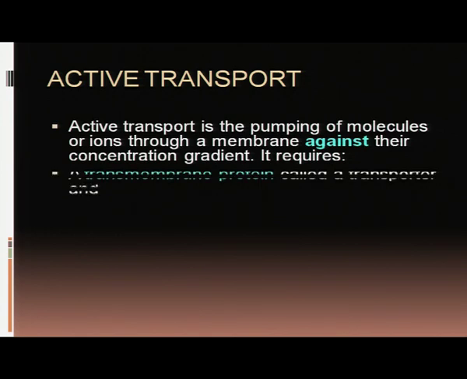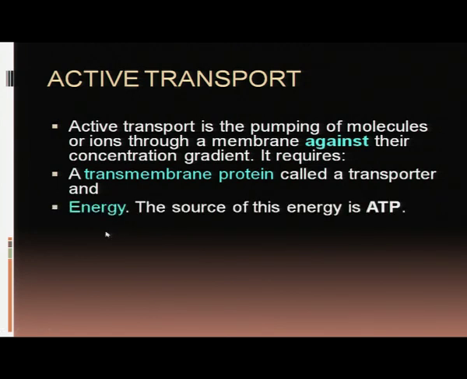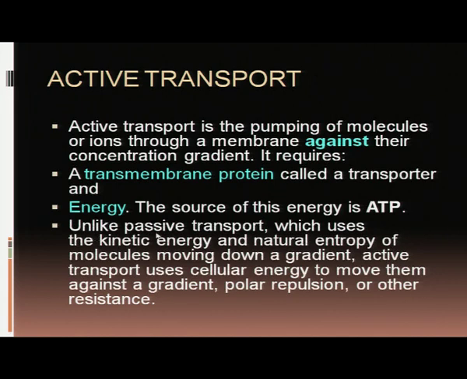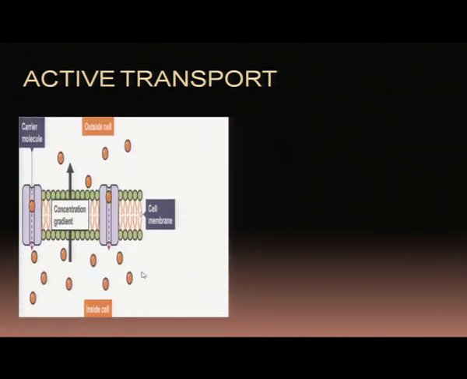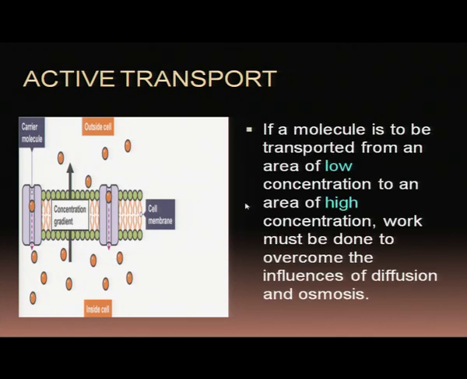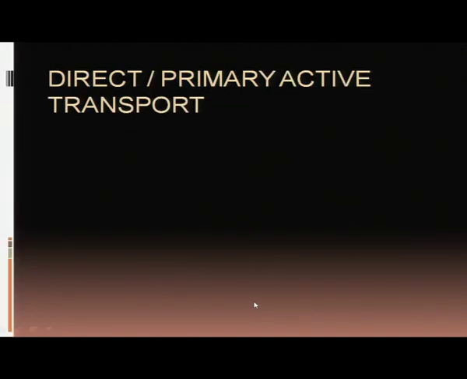Active transport requires a transmembrane protein called a transporter and energy, that is the ATP. Unlike passive transport, which uses kinetic energy and natural entropy of molecules moving down a gradient, active transport uses cellular energy to move them against the gradient, polar repulsion or other resistance. So, in active transport, the membrane proteins take the molecules from low concentration to high concentration, and work must be done to overcome the influences of diffusion and osmosis.